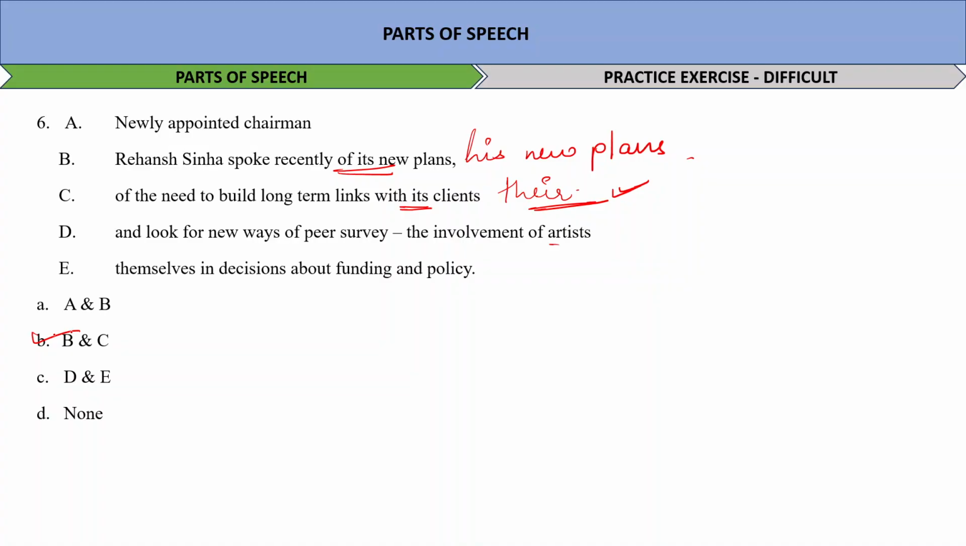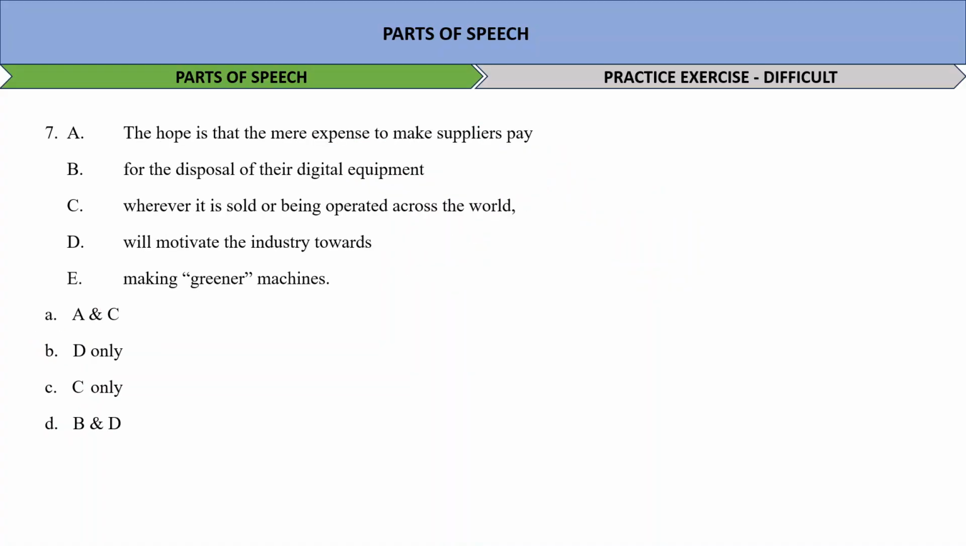Okay, moving ahead. The hope is that the merry expense to make suppliers pay for the disposal of their digital equipment wherever it is sold or being operated across the world will motivate the industry towards making greener machines. So here the error which I can see is somewhere in option number C. Wherever it is sold or being operated.